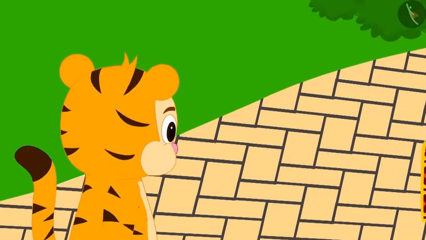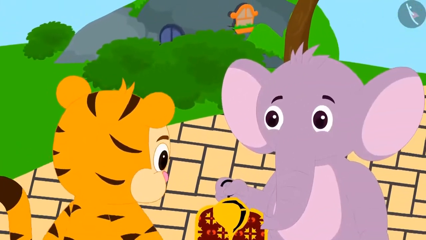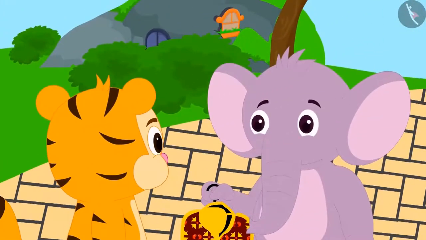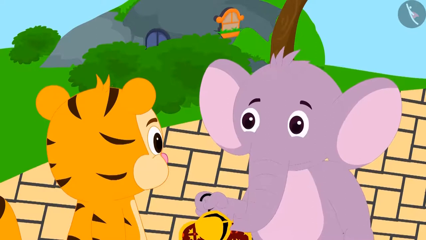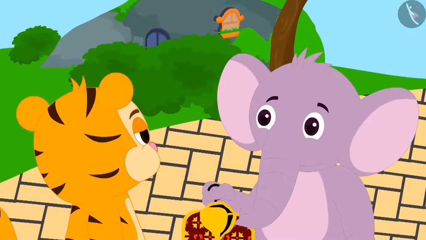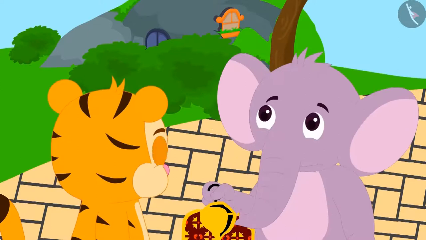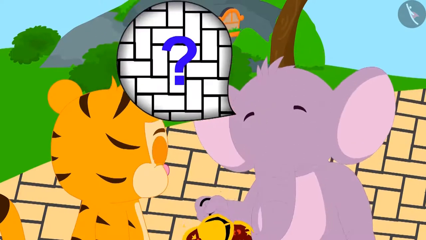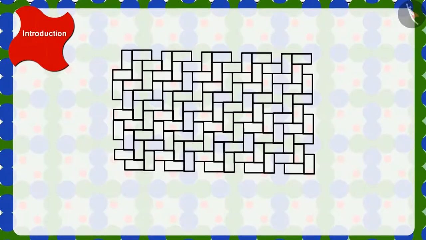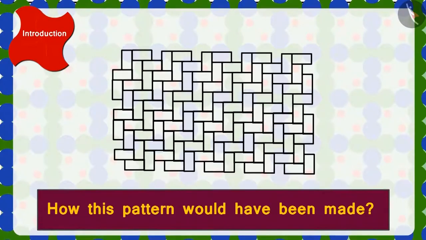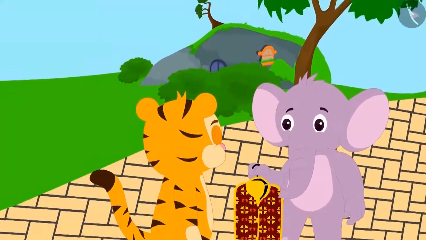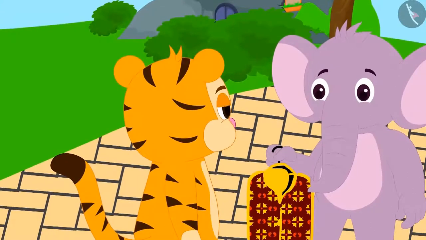Just then, Sher Khan was passing by on his way to his house. Appu asked Sher Khan if he could tell him how this pattern would have been made. Children, can you tell how these patterns on the floor are made? No. Come, let's learn it from Sher Khan.